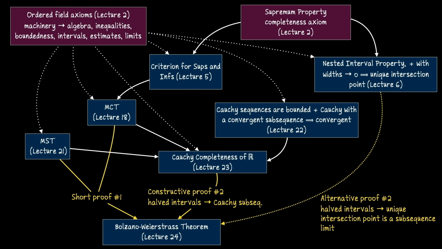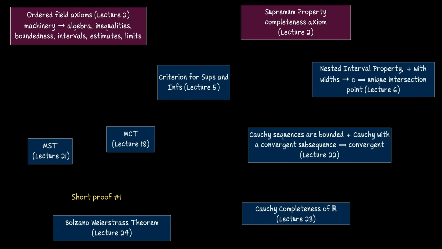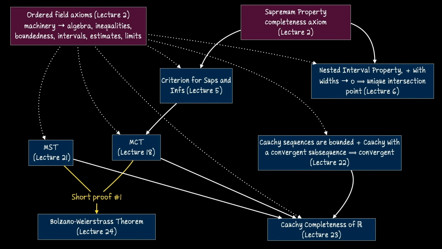You don't really need to prove Bolzano-Weierstrass 3 times. So if I wanted to reorganize this, I feel like this chart takes us from the axioms to 2 large results that we recently proved, Bolzano-Weierstrass on the left and the Cauchy completeness of real numbers, that all Cauchy sequences converge on the right. And here I'm removing optional extra proofs.